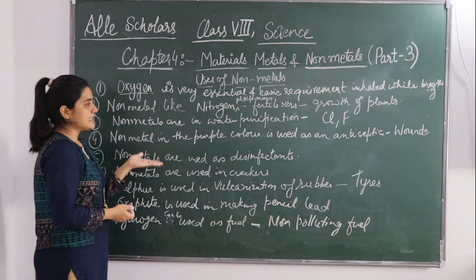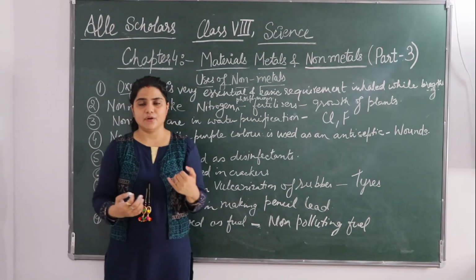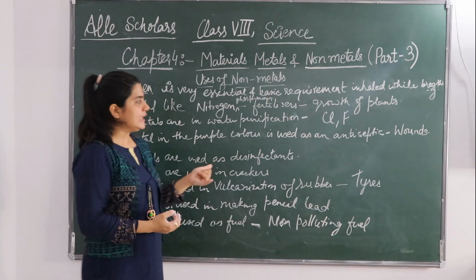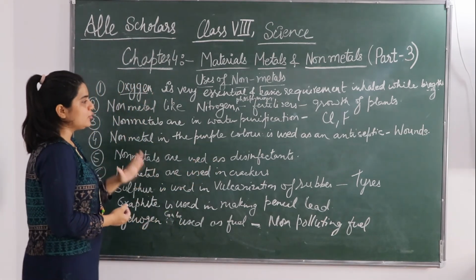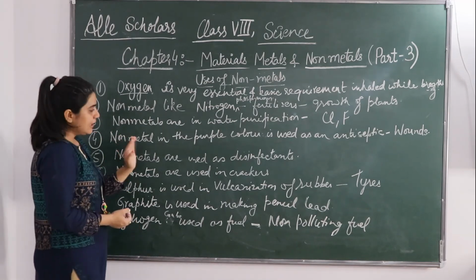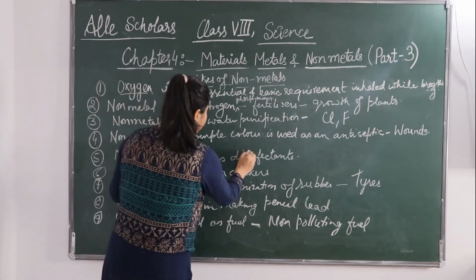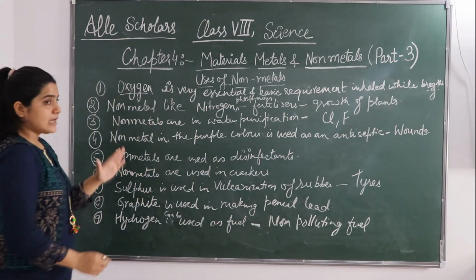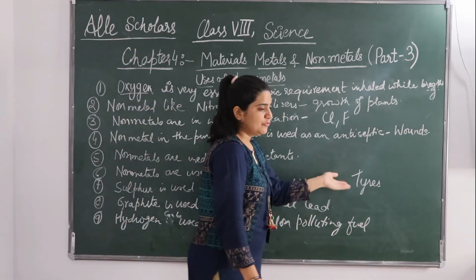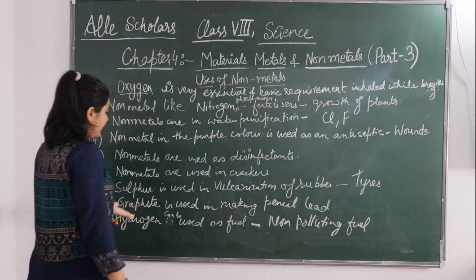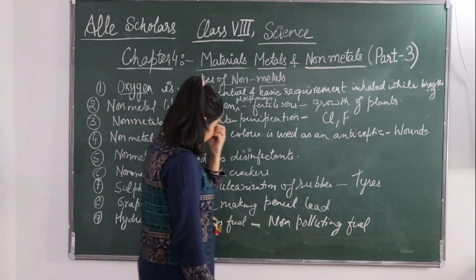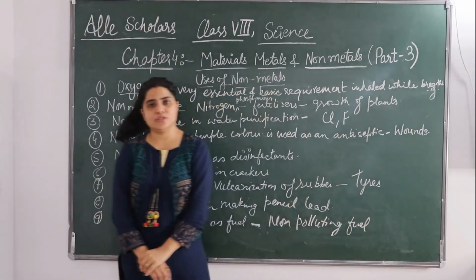Non-metal again is used as an antiseptic. We need to heal our wounds. If we are infected or have any wound, we need it to get better. So for that again, non-metal is used. Then non-metals are used as disinfectants. Non-metals are used in crackers. Sulfur is used in the vulcanization of rubber, due to which tires are made. Graphite is used in making pencil lead. Hydrogen can be used as a fuel, and this is going to be a non-polluting fuel.